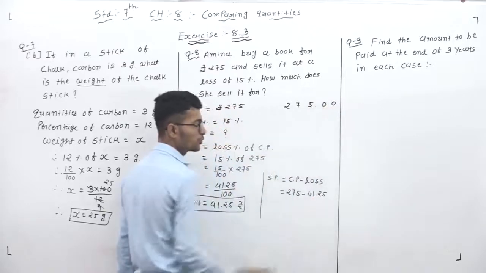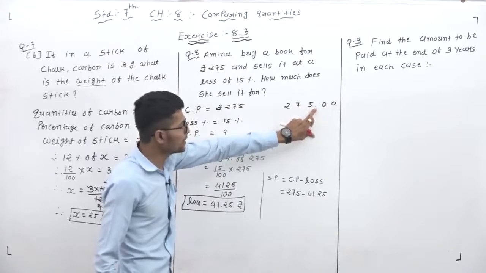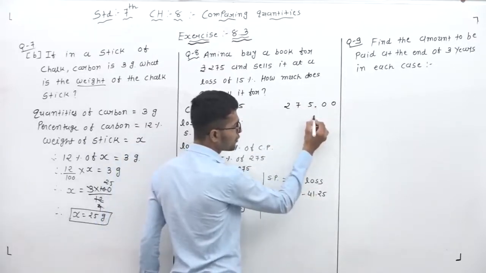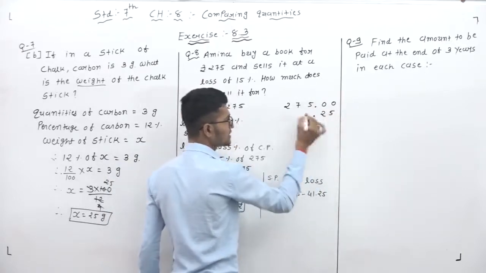Why? Because here after the point there are two digits, 25, and in 275 after the point we put two zeros. So after the point, on this side, how many digits? Two digits, 25, and in this one it is 41.